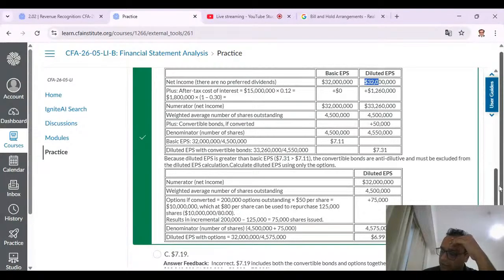So what I have to now study is at what time do we consider numerator and denominator for EPS calculation. I am not very sure as to why in this example they have not considered options conversion. Sorry, bonds conversion.